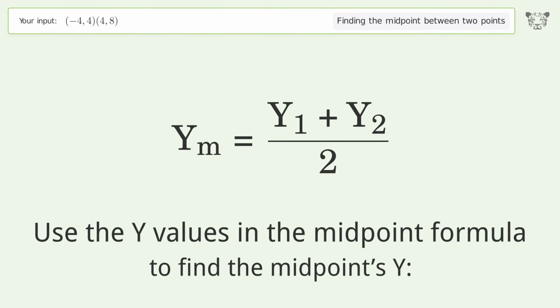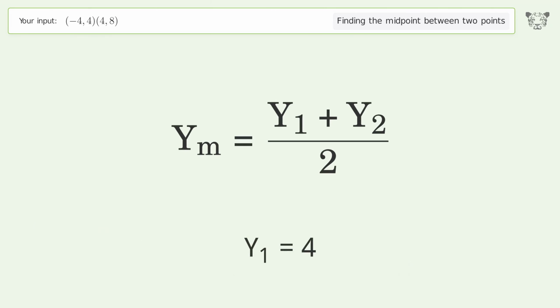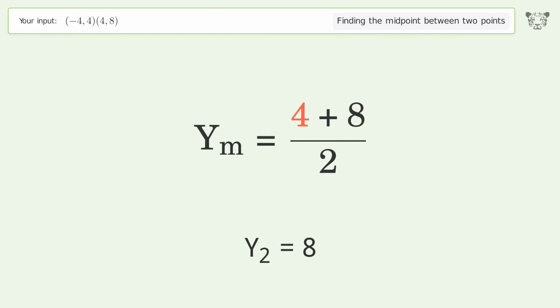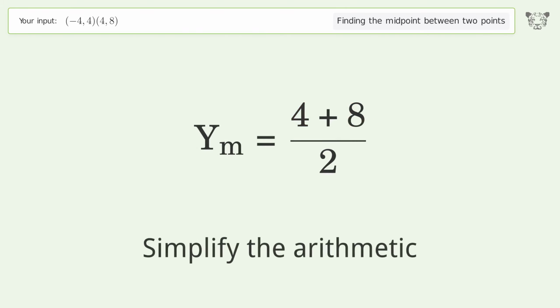Use the y values in the midpoint formula to find the midpoints y. y1 equals 4. y2 equals 8. Simplify the arithmetic.